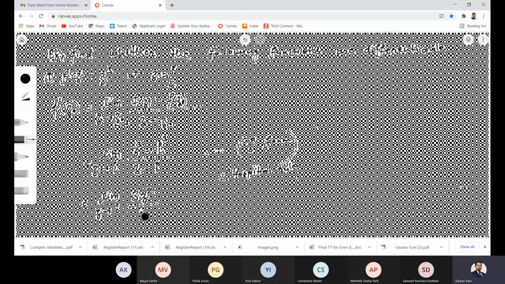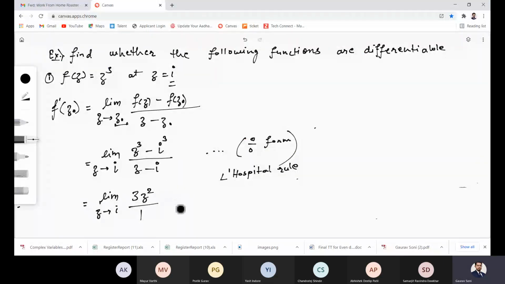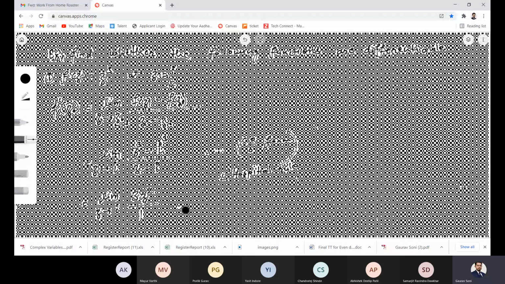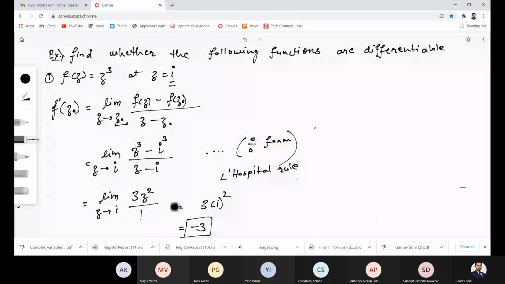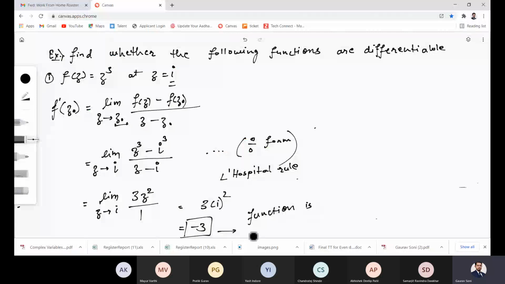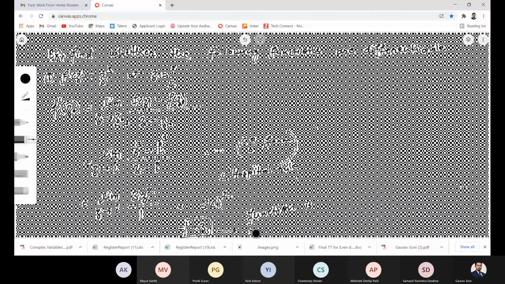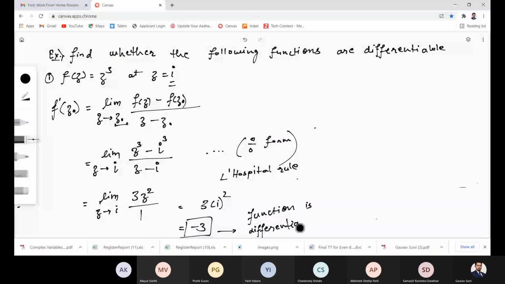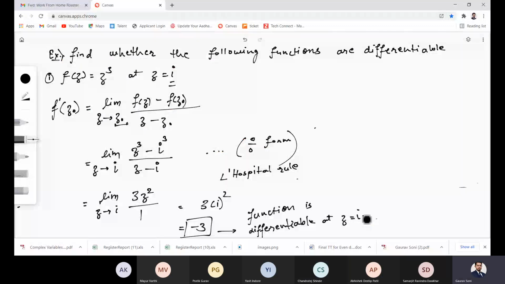Now put i in the place of z, and you don't get 0 by 0. So that is 3 times i square, and the answer is minus 3. So the limit exists and it is unique, so the function is differentiable at z equal to i. If you have any problem, you can ask.